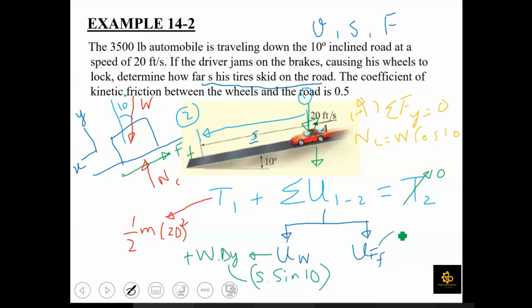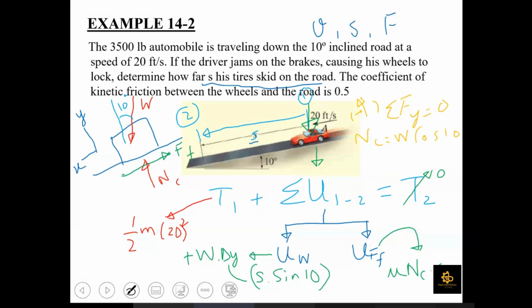Okay, coming to the next term, the work done due to the force of friction. What should this work done be? It is going to be the force of friction, which is mu NC. That is the force of friction. For work done, what will I do with it? I'm going to multiply it with displacement, into S. So mu NC into S is going to be the work done due to force of friction.